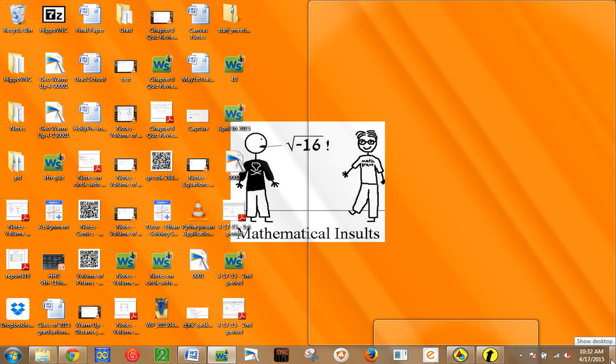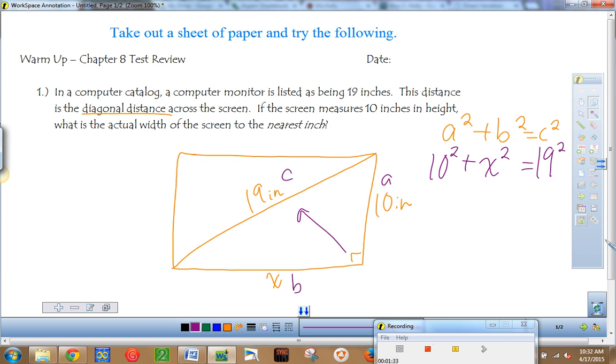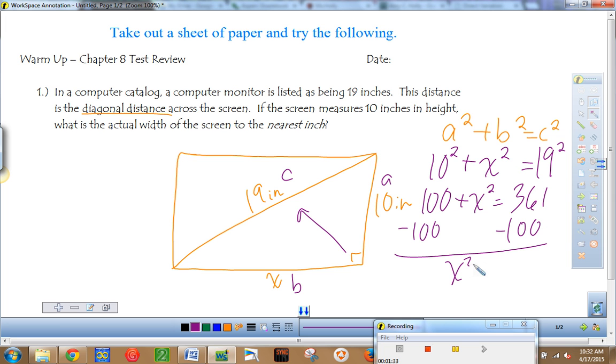Then what do I do? Square the two numbers. I do not know 19 squared off the top of my head. What is it? 361. Okay. Then what? Subtract the 100. 261, and then square root it.